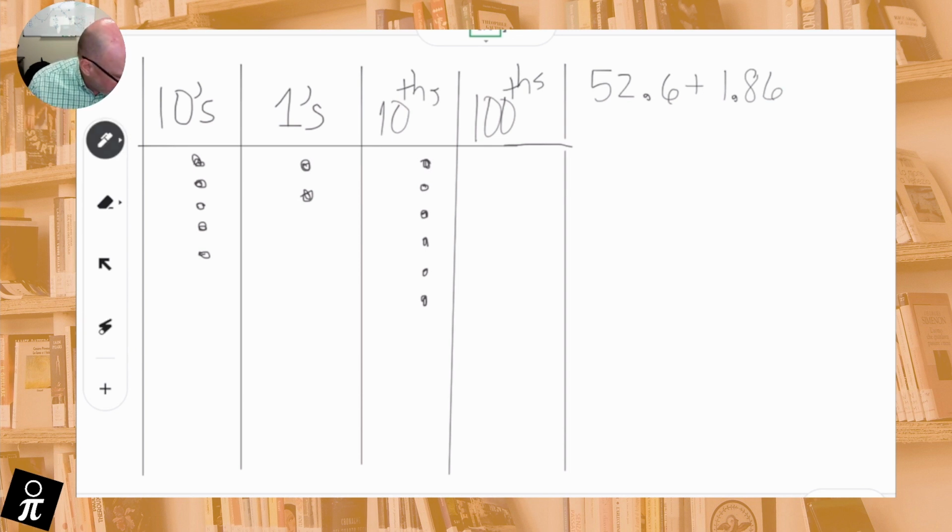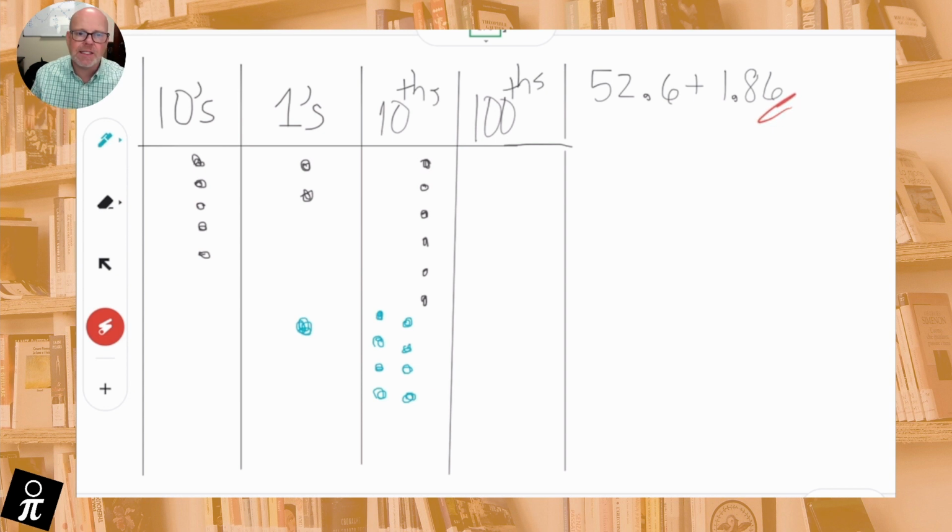So let's do that. So 1.86, let's do it in blue, is going to be 1 right here, and then 8 tenths. So 1, 2, 3, 4, 5, 6, 7, 8. There's our 8 tenths. And then we have 6 hundredths. So our 6 hundredths is going to be way over here. 1, 2, 3, 4, 5, 6, I guess. All right, there we go. So now we've modeled our 52.6 and we've modeled our 1.86.